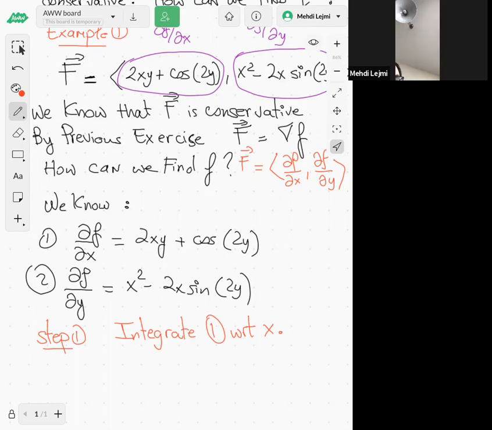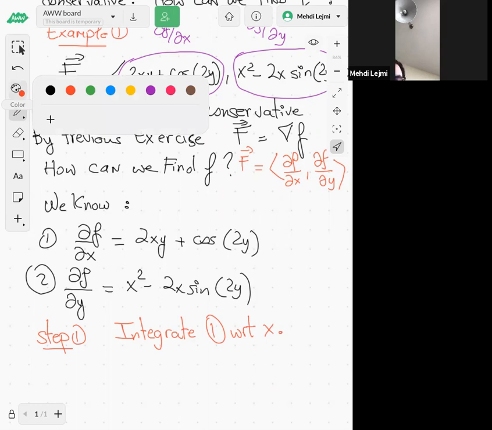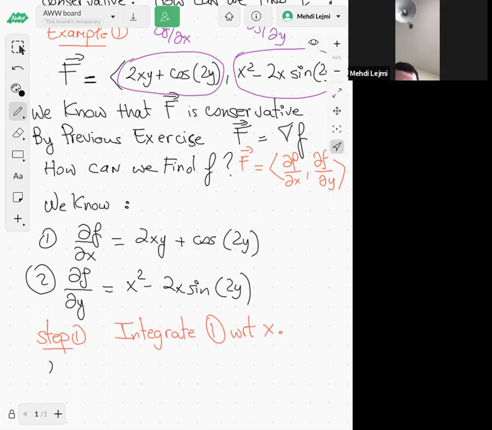So when you integrate, we're going to have your function f. It's a function of two variables, x, y. So what will be the integral of 2xy with respect to x? Again, we assume that y is constant because we integrate with respect to x, right? So we don't really worry about the y, it's just constant.